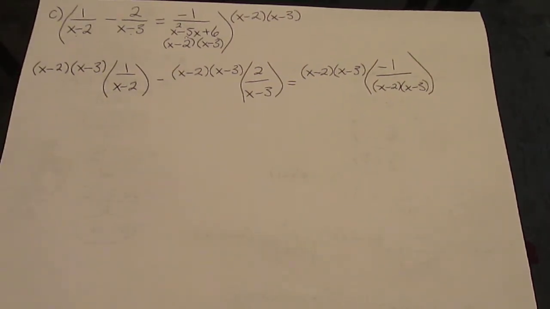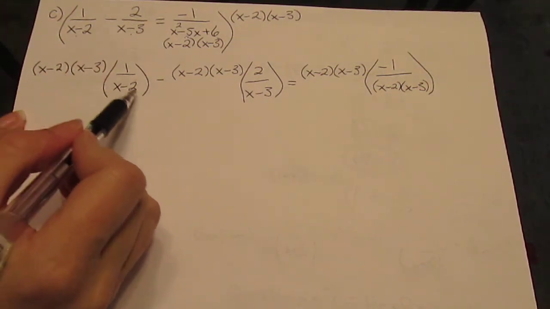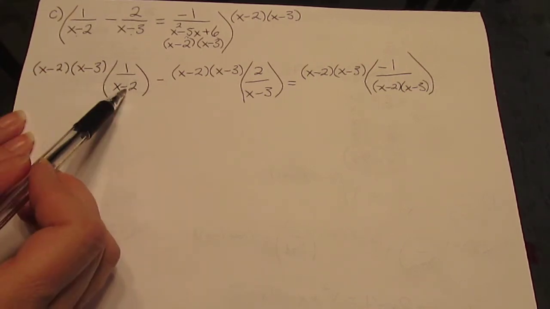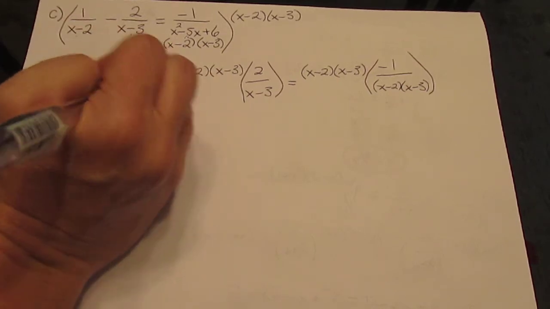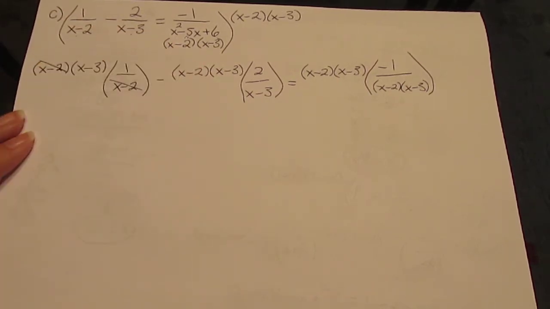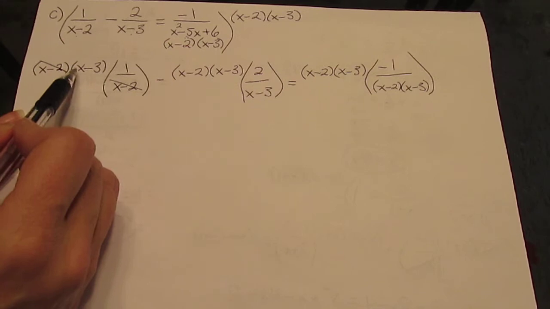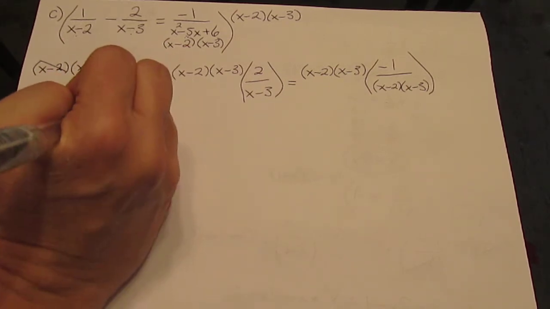Make sure the whole problem's on the screen for us. Okay, so in the first one, if I take the time to write this all out, I can easily see what's canceling and what's left over. Okay, so I highly recommend that until you're really comfortable doing that. And then 1 times x minus 3 is just x minus 3.